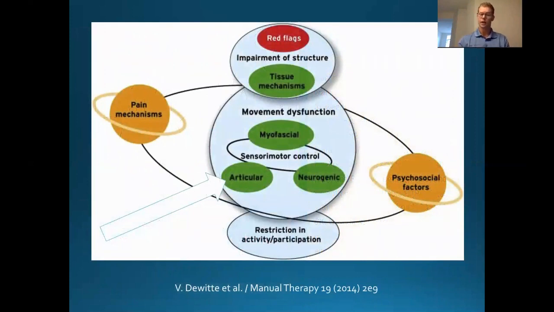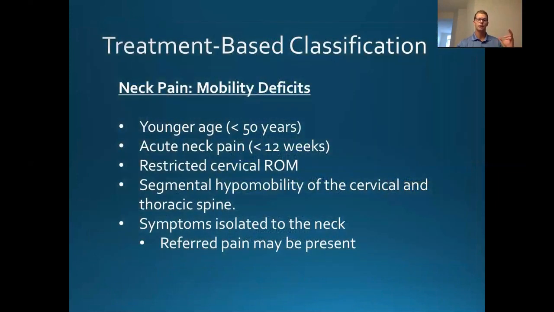So we talked about neurogenic pretty heavily. Now we're going to get into different articular sources of symptoms. With that, it's going to be our mobility deficits. So here, who falls into the neck pain and mobility deficits category? Let's say a younger patient, so their age is less than 50, they've had kind of acute neck pain, restricted cervical range of motion, segmental hypomobility. Symptoms are isolated to the neck. Referred pain may be present, but typically this is like when someone says they have neck pain, or let's say they woke up this morning and had a crick in their neck, that is our mobility deficits category. We need to get this person moving better. That's essentially what we need to do.